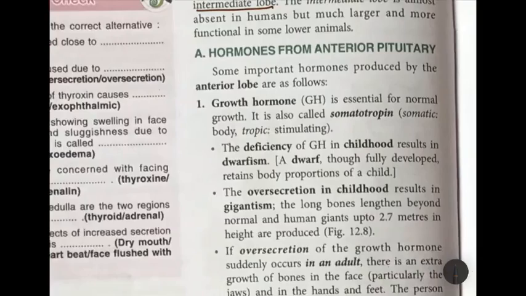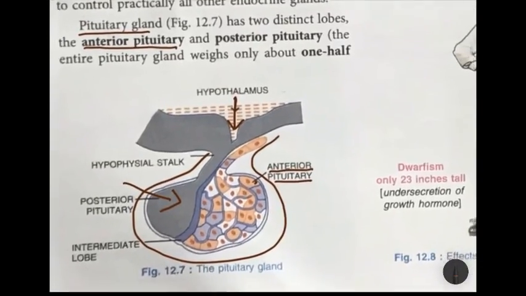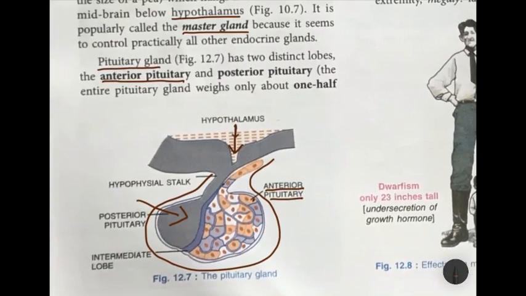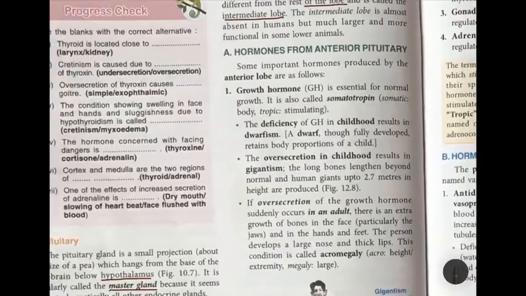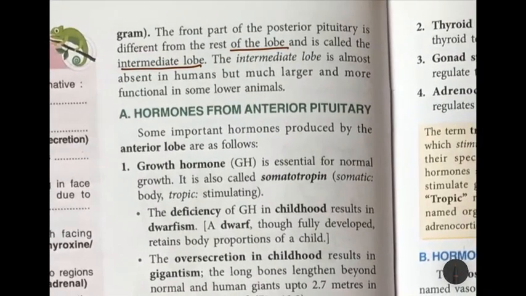Okay, the front part of the anterior pituitary is different from the rest of the lobe and is known as the intermediate lobe. So here you can see this portion at the center, the front portion of the anterior, it is known as the intermediate lobe because it is different. The intermediate lobe is almost absent in humans. We do not have the intermediate lobe, but it is much larger and more functional in some lower animals.